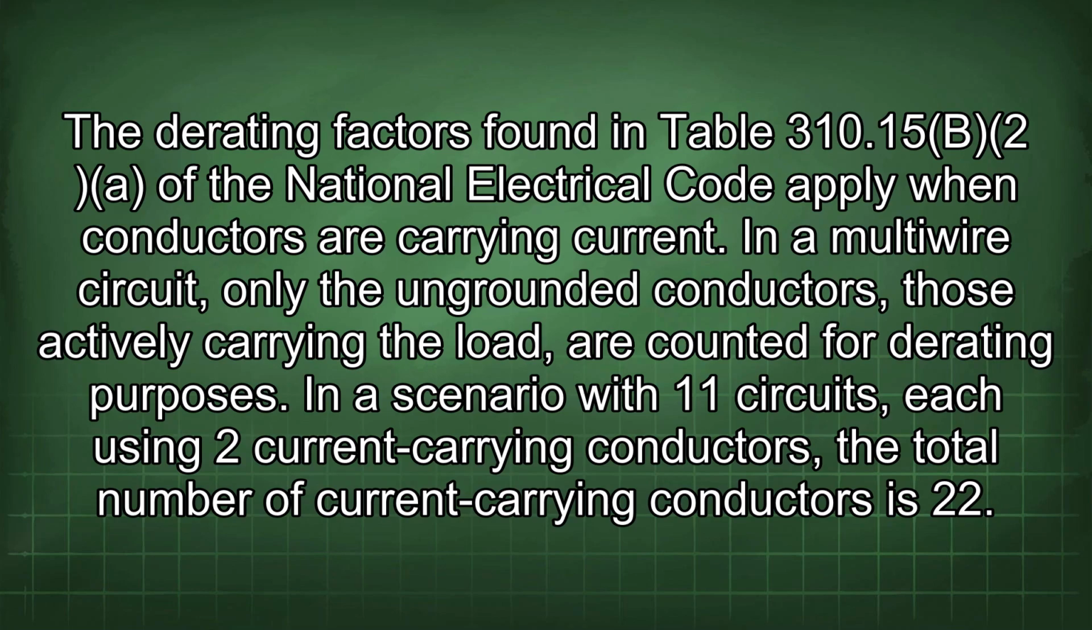The derating factor is found in Table 310.15(B)(2) of the National Electrical Code and applies when conductors are carrying current. In a multiwire circuit, only the ungrounded conductors, those actively carrying the load, are counted for derating purposes. In a scenario with 11 circuits, each using 2 current-carrying conductors, the total number of current-carrying conductors is 22.